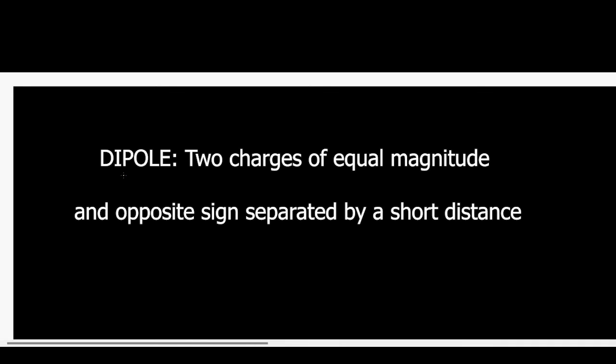A dipole is defined as two charges of equal magnitude separated by a short distance. So, if we have a charge plus q and another charge of the same magnitude but opposite sign, minus q, separated by a small distance 2a, it is known as a dipole. And the characteristic that defines a dipole is known as the dipole moment.